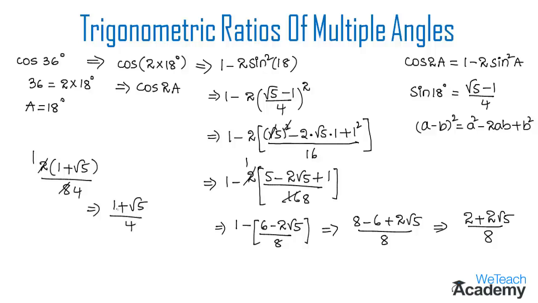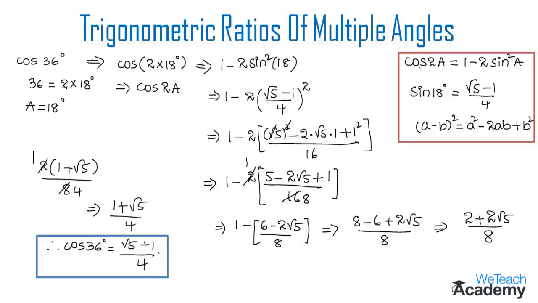36 degrees. So therefore, we derived the value for cos 36 degrees, which is equal to (root 5 plus 1) by 4. And make a note of all these formulas, that is cos 2A is equal to 1 minus 2 sine squared A, whereas the value of sine 18 degrees is equal to (root 5 minus 1) by 4, and the formula of (a minus b) whole square, which is a square minus 2ab plus b square, and at last the value of cos 36 degrees, which is (root 5 plus 1) by 4.